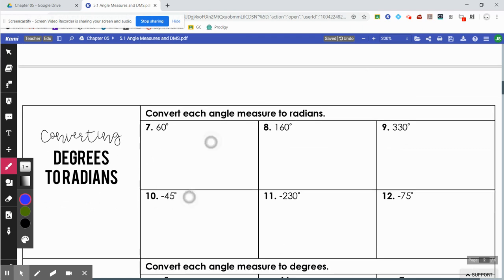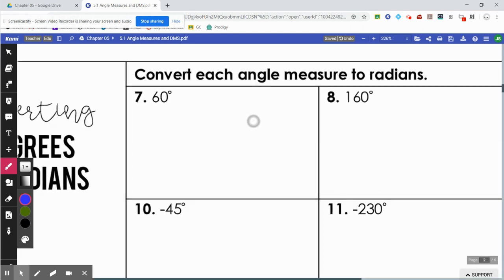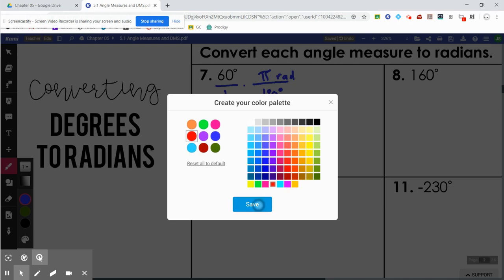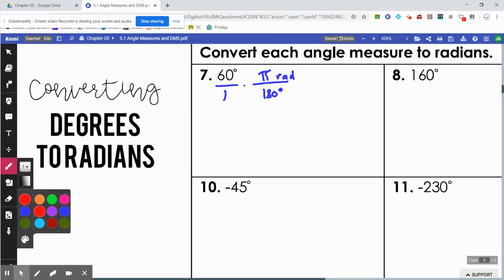Now let's actually show you what we mean by that. Convert each angle measure to radians. So 60 degrees. To convert a degree measure to a radian measure, we multiply by pi radians over 180 degrees. Here's how I remember that: when you multiply by that, the degree measure on top and the degree measure on bottom cancel. That's what you need to do, because we need it to cancel out the degree measure, so we're left with only a radian measure.